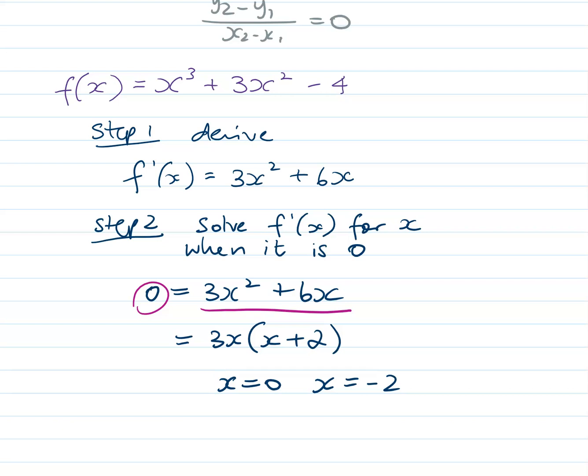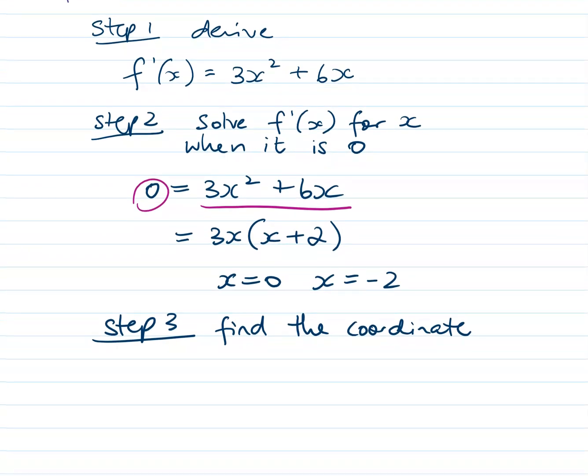Now, we haven't quite answered the question yet because we're looking for points, which means we actually need a set of coordinates, or in this case, two sets of coordinates, because there are two turning points. So step 3, find the coordinates. We do that by plugging our found x values back into the original function.